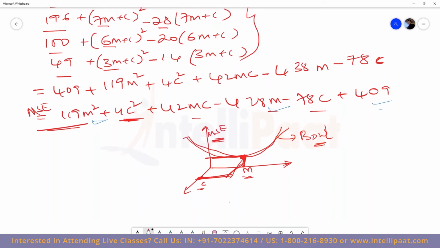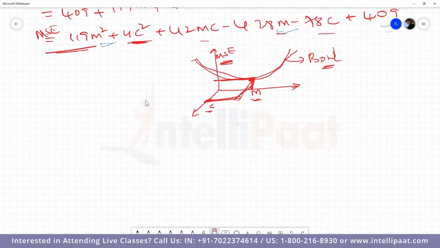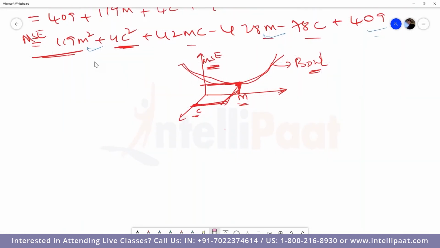To find that, we're going to employ a very simple concept that all of us have learned in our 10th standard. To solve for the corresponding values of M and C, we're going to apply the simple concept of maxima and minima. Maxima and minima is simply finding the maximum or minimum value of any particular equation. What we simply do is differentiate that equation and equate it to zero.